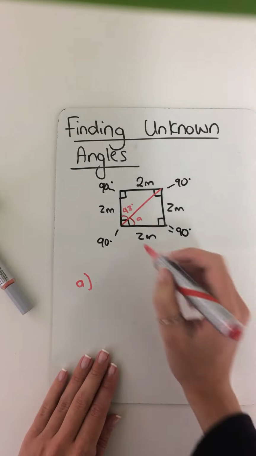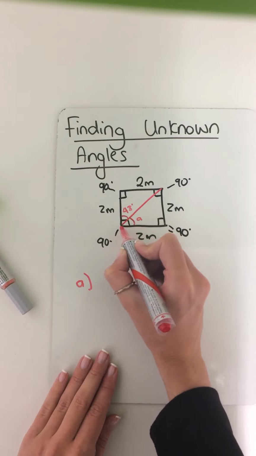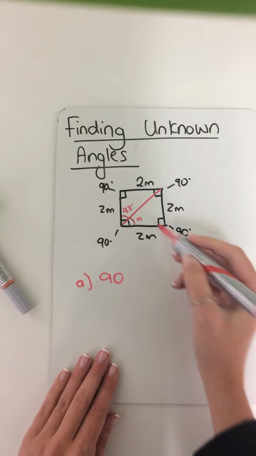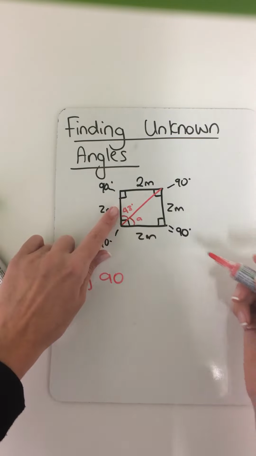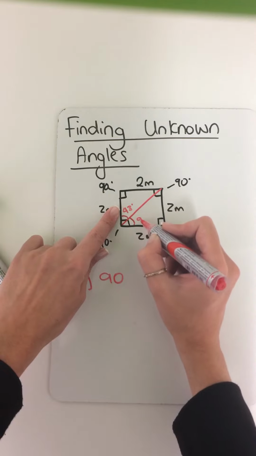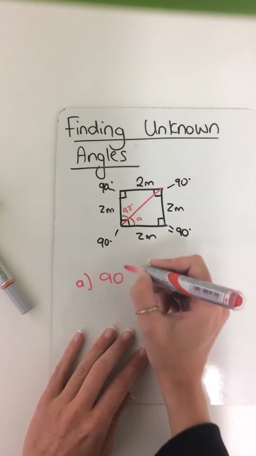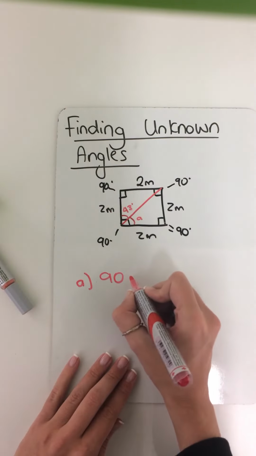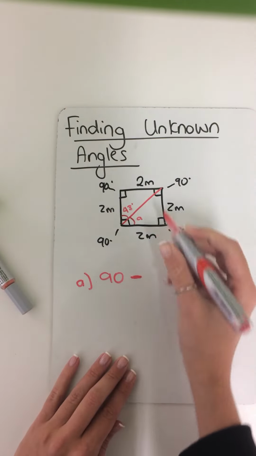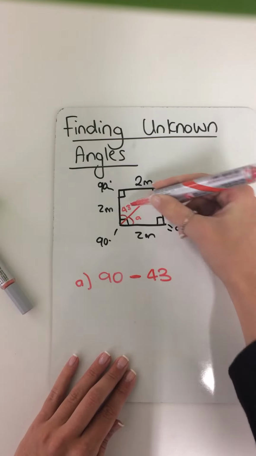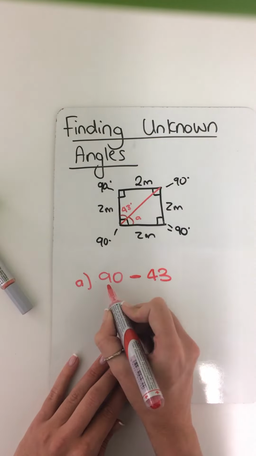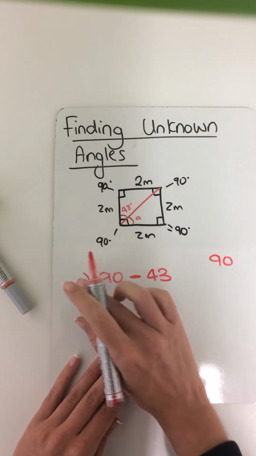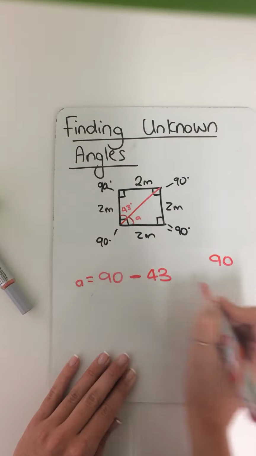So I know that every whole corner in a square comes up to 90 degrees. I know that already. And here I only have 43 degrees and I need to find the missing angle. So what I do is I take my 90 degrees because these are perpendicular lines. They meet at 90 degrees. And I just need to take away the information I do have, which is the 43 degrees. So I have 90 minus 43. That is going to give me what A is. A is equal to 90 minus 43.